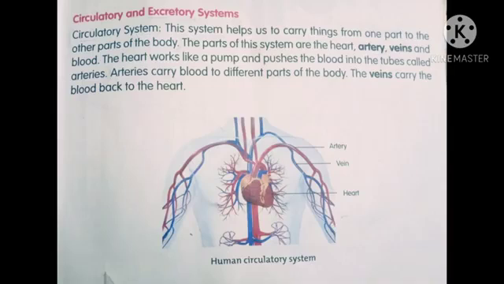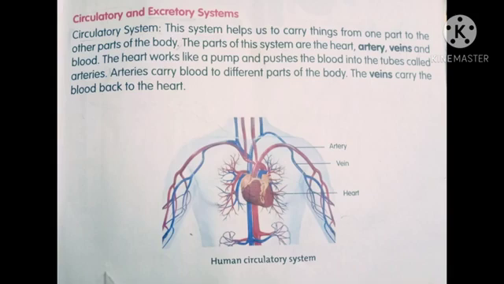Here you can see the image of the human circulatory system, children. Here you can see the heart works like a pump and it pushes the blood into the tubes. These tube-like structures, shown in red color, are called arteries. And here you can see blue color structures. Those are veins. These veins carry the blood back to the heart again. Okay, this is the importance of the human circulatory system.